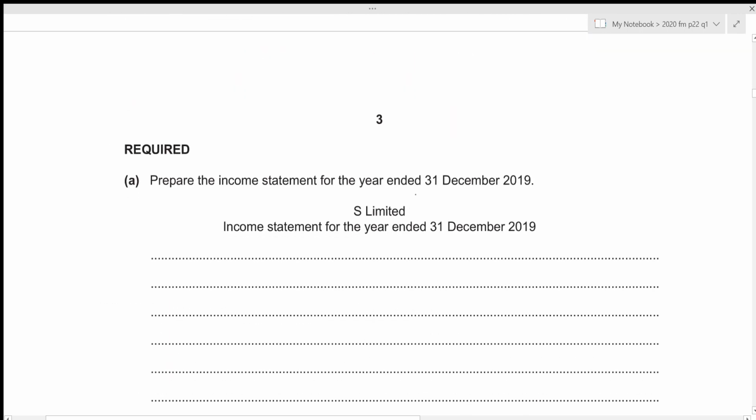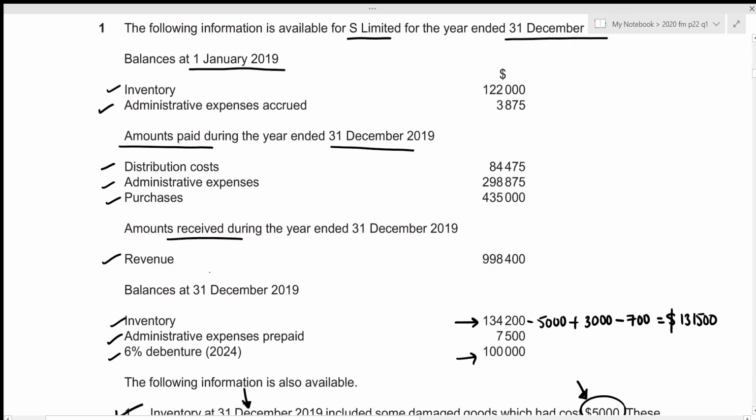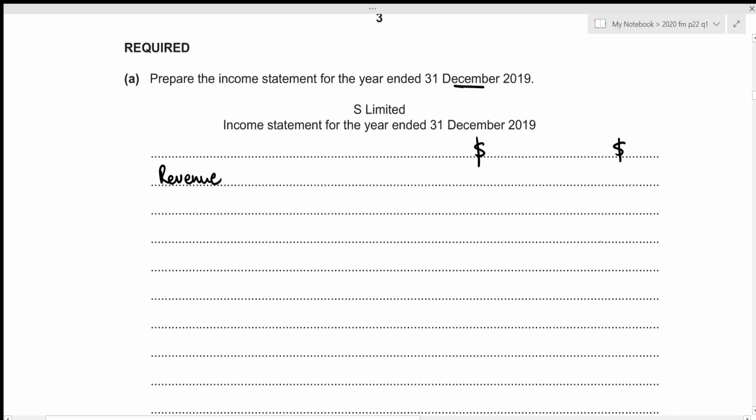We need to prepare the income statement for the year ended 31st December 2019. Alright. So if you remember the format for our income statement, we always start with revenue. Okay, let's have a look above. We were given the amounts received during the year, which consisted of revenue, right? And that was of 998,400. So we just need to substitute this amount as revenue in our income statement. So that's 998,400. Then the next step would be to subtract our cost of sales in order to figure out the gross profit. So let's do that.